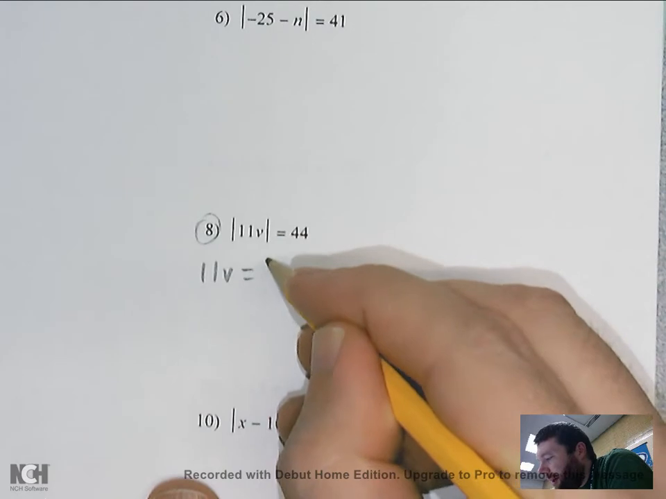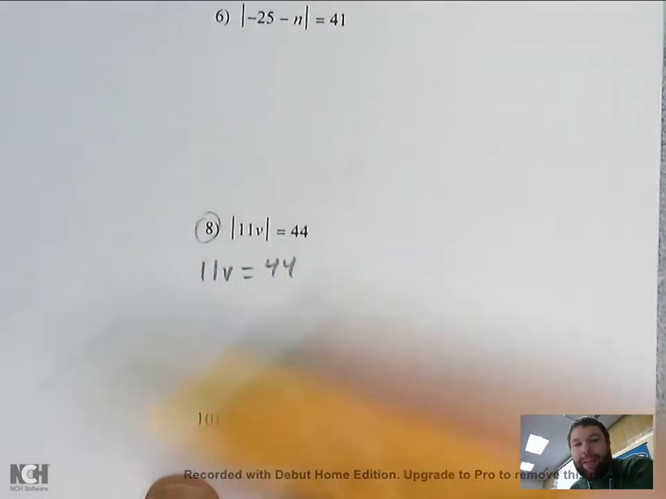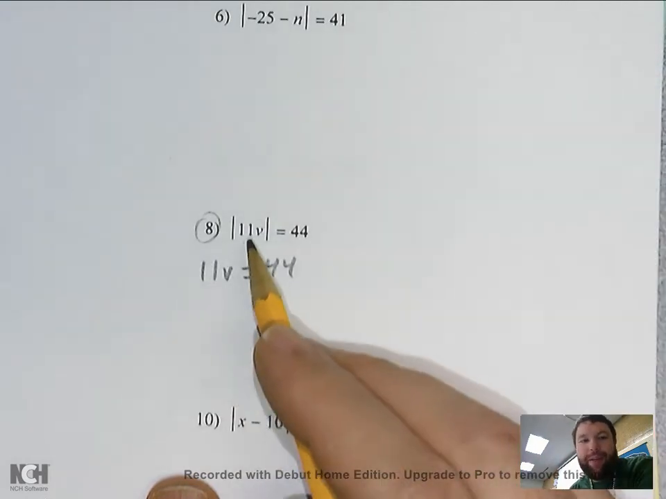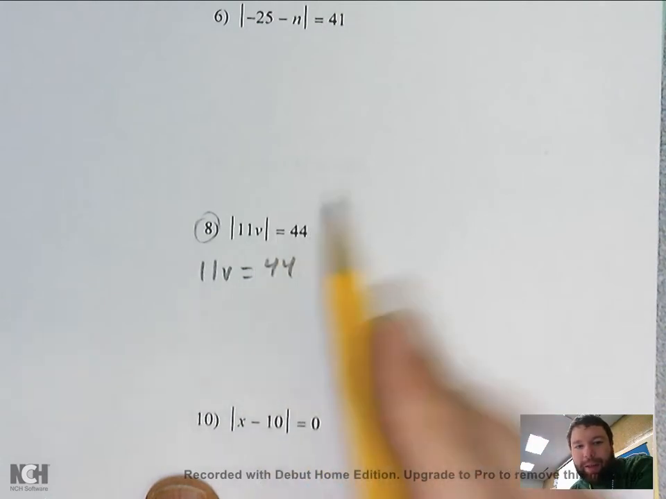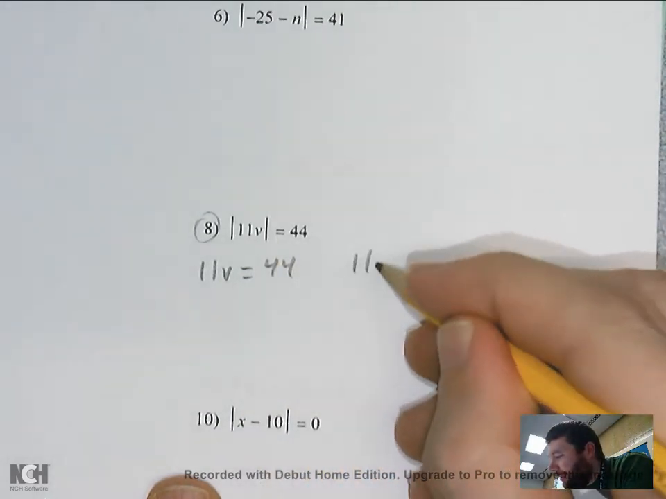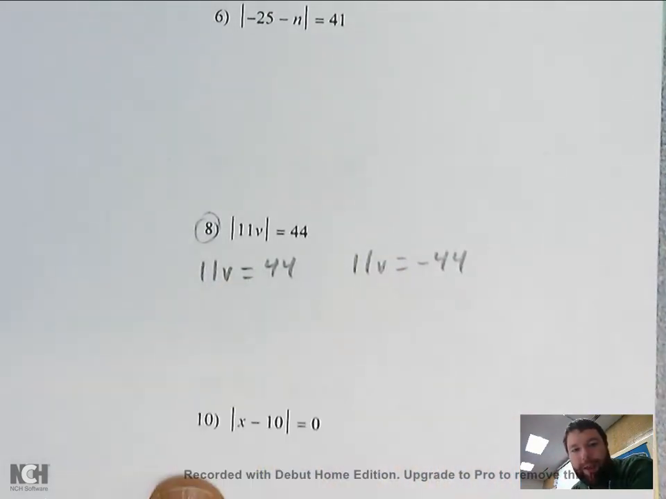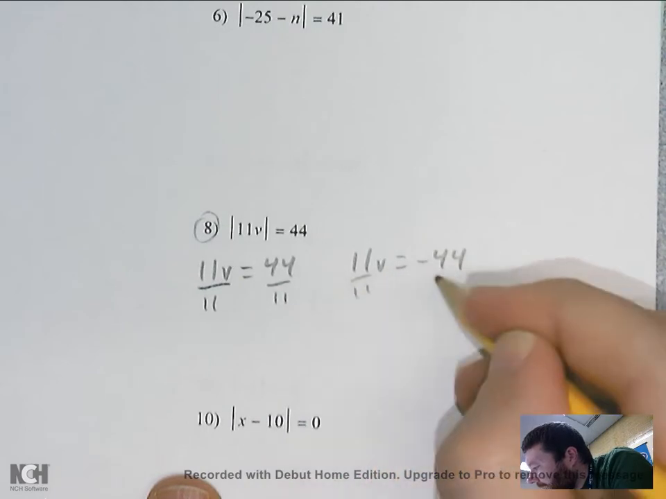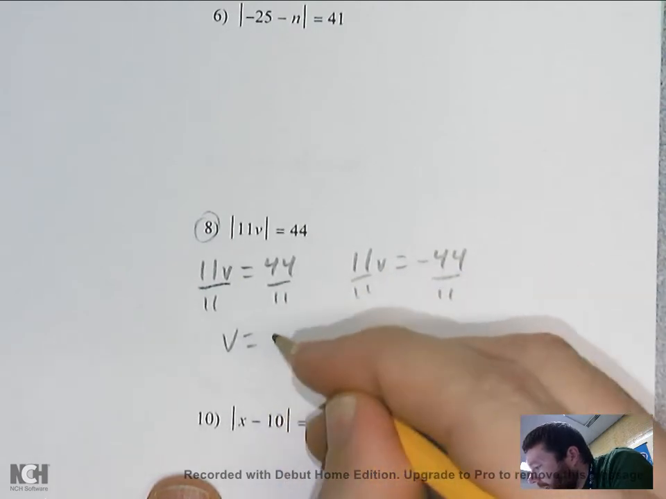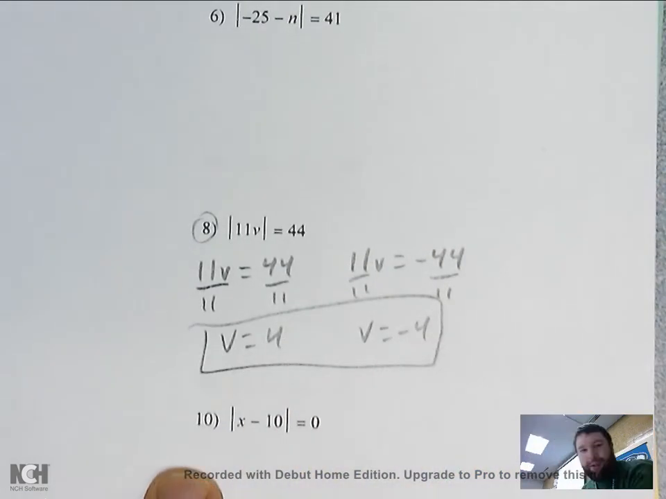11v could equal a positive 44. And notice when I split it, I no longer have the absolute value, because I'm looking at what possibilities are inside of it now. I no longer need this absolute value. It just tells me this number right there. And then 11v could also equal negative 44. Those are the two possibilities that 11v could equal, because they both have an absolute value of 44. Then to solve this, I would divide each side by 11, and v is going to equal either 4 or v is going to equal negative 4. And those would be my answers.